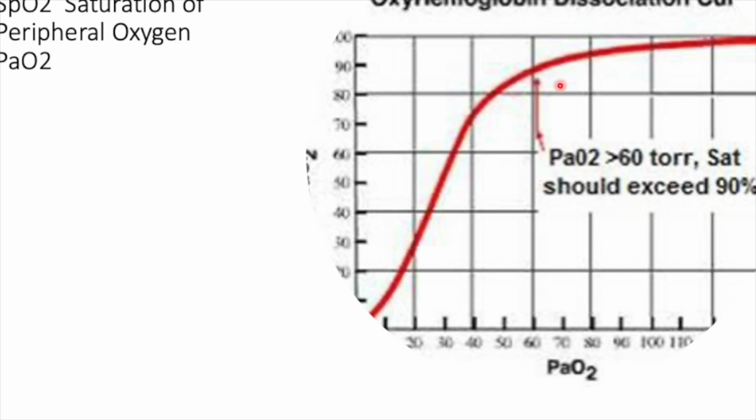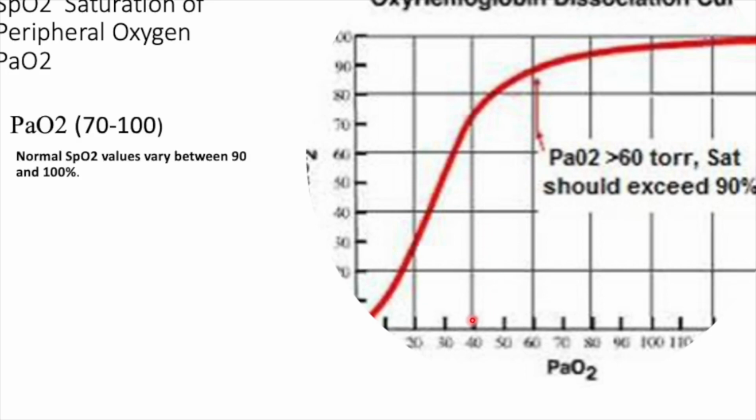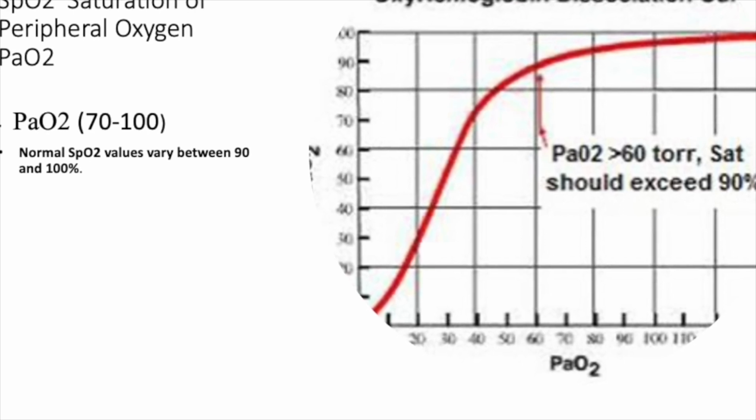Because of the sigmoid shape, even when the partial pressure of oxygen is 60, the SpO2 is 90. When it reaches less than 85, only then you get cyanosis, and at that time the partial pressure of oxygen is significantly low. That is, the normal partial pressure of oxygen is 70 to 100, whereas the normal SpO2, that is pulse oximetry values, are between 90 to 100. And when the SpO2 is less than 85, only then you get cyanosis.